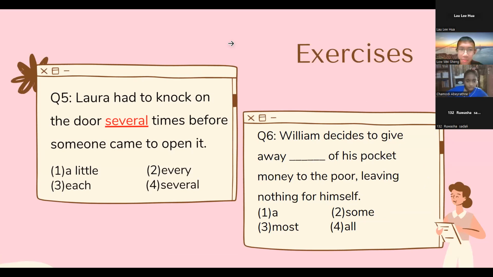Okay, someone said some. The answer is all. Would you like to explain why? Why do you think it's all? Because there is a sentence leaving nothing for himself.